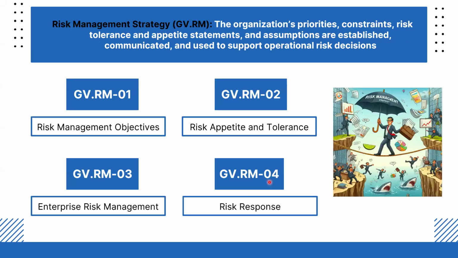Next, we have the risk management strategy. This requirement emphasizes the enterprise risk management program. We need to define and develop an information security risk management program that covers the objectives of the ERM, that is the enterprise risk management. We also need to identify the acceptable values of risk, that is our risk appetite, and the acceptable deviations from this risk appetite, that is our risk tolerance.